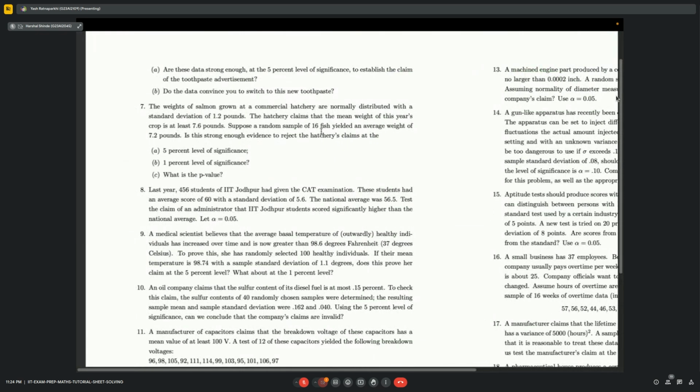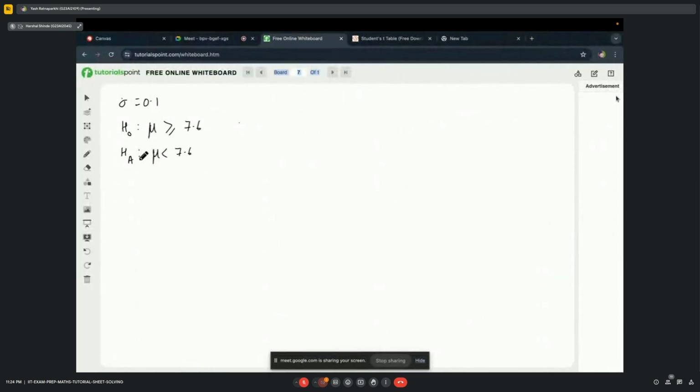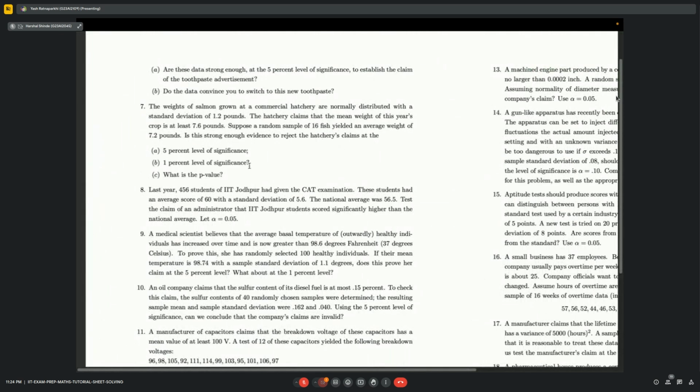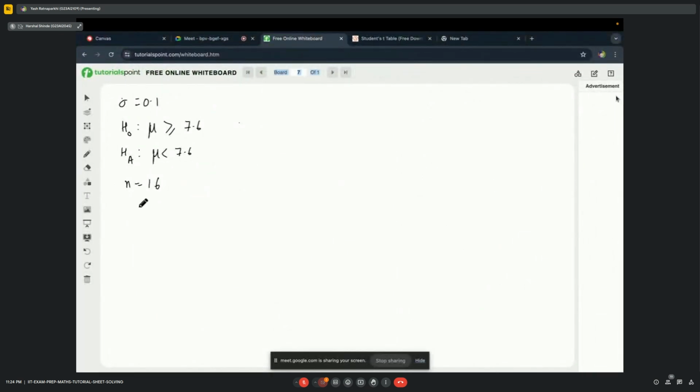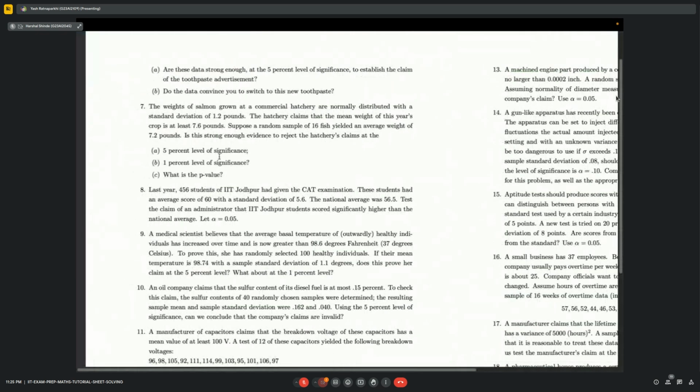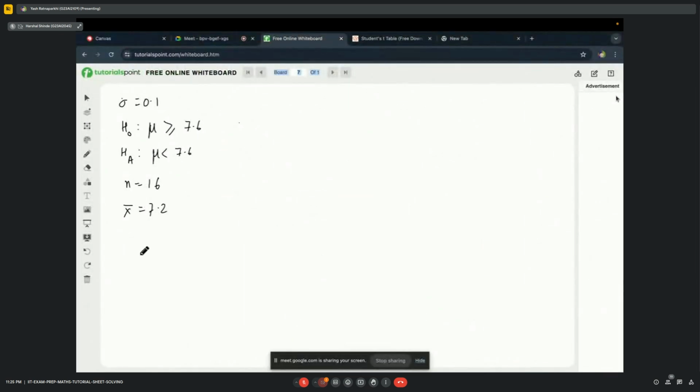So, suppose a random sample of 16 fish. That means n is equal to 16. Yields an average weight of 7.2 pounds. So what is my 7.2 pounds? X bar. Yes. Is this data strong enough to reject the hatchery's claim? Okay, I just need to look if I am able to reject it or not. If I am able to reject it, my data is strong. If not, then it is not strong. For the 5% level of significance. So at alpha is equal to 0.05. Okay, ma'am, quickly tell me what it is. One tail case test.